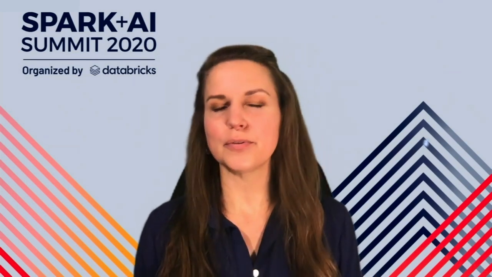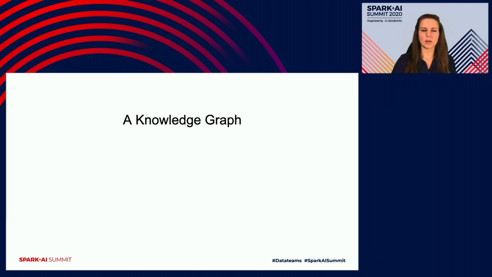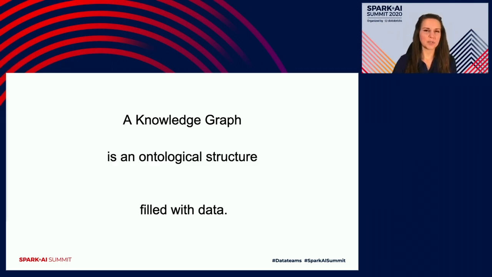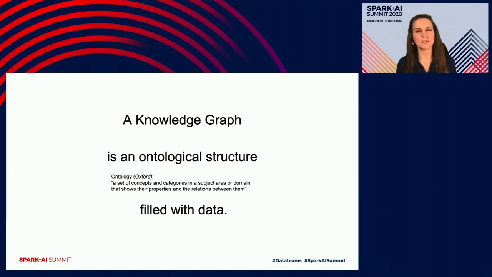So we capture this actionable data through a knowledge graph, which is an ontological structure filled with data. An ontology, as defined by the Oxford Dictionary, is a set of concepts and categories in a subject area or domain that shows their properties and the relations between them.